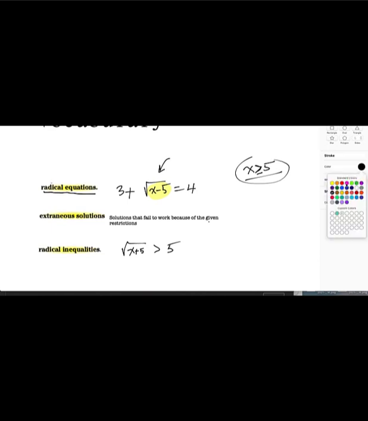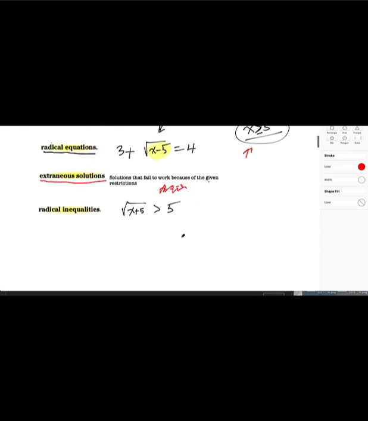Extraneous solutions are solutions that fail to work, not because we didn't solve it right and it looks pretty good, but because of the restriction. So let's say we worked this problem out and we got that x was equal to, I don't know, -3. I'm just pulling that out of my head. It might work fine for the equation, but since -3 isn't greater than or equal to 5, we know that that's not a solution to the equation. And then finally, radical inequalities are really just inequalities that have radical expressions in them.